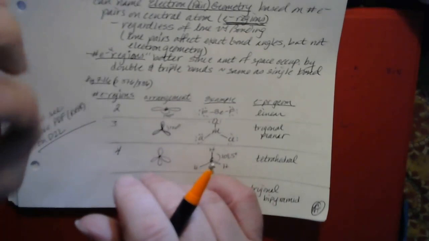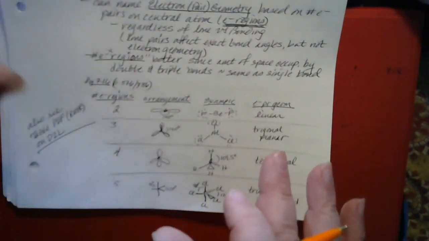And also, the reason that I'm saying regions of electrons around the central atom, rather than pairs of electrons around the central atom, is that when it comes right down to it, double or triple bonds take up about the same amount of space as a single bond. So we would count a double bond as one region of electrons, and we would count a triple bond as one region of electrons. So that's what I mean by region. It's just like an area, a compact area where electrons are.